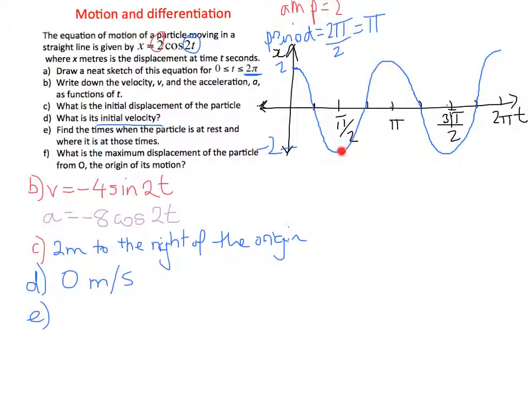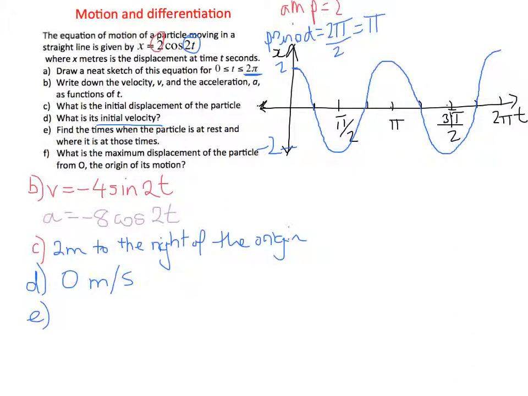Velocity is 0 at our turning points, there, there, and there. So it says find the times. So the time is going to be t equals 0, t equals pi on 2, t equals pi, t equals 3 pi on 2, and t equals 2 pi. And where is it at those times? It is 2 meters to the right, 2 meters to the left, 2 meters to the right, 2 meters to the left, and 2 meters to the right.